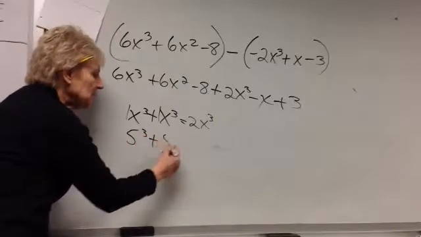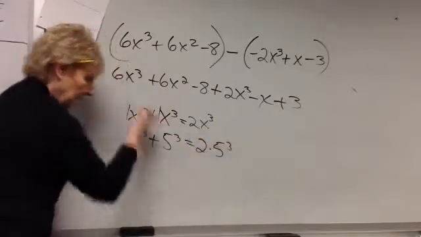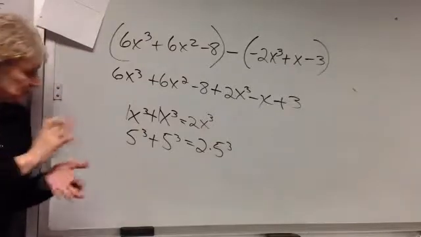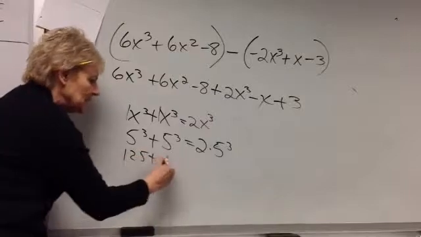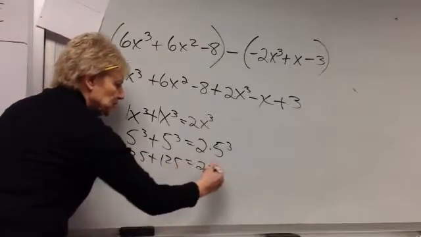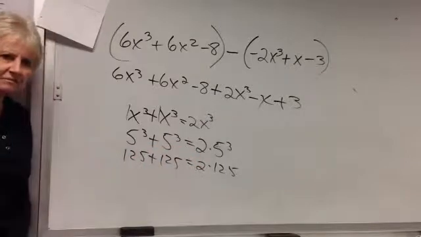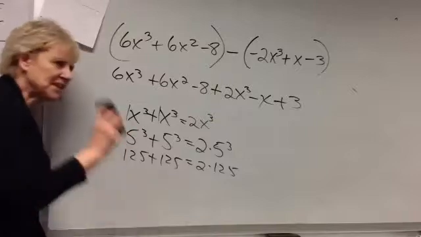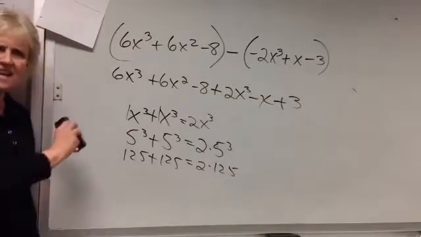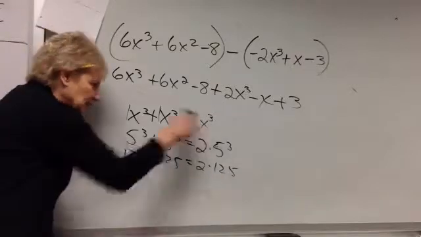Let me put some numbers in for you and prove it to you. Okay, you agree? All I did was change the x's to 5s. That's 125 plus 125, which is 2 times 125. 250 equals 250. Okay, remember, these x's are numbers, any number. The only thing that's going to work is 2 of those.